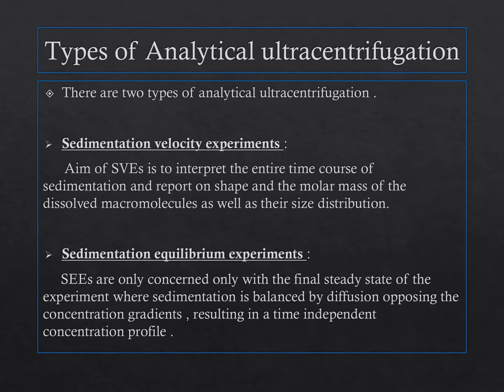Types of analytical ultracentrifugation: there are two types, sedimentation velocity experiment and sedimentation equilibrium experiment. The aim of the sedimentation velocity experiment is to interrogate the entire time course of sedimentation and report on the shape and the molar mass of the dissolved macromolecules as well as their size distribution. Sedimentation equilibrium experiments are concerned only with the final steady state of the experiment, where sedimentation is balanced by diffusion opposing the concentration gradients, resulting in a time-independent concentration profile.